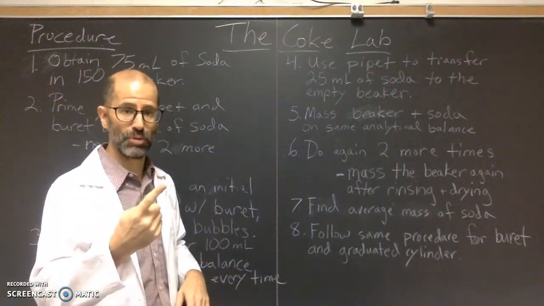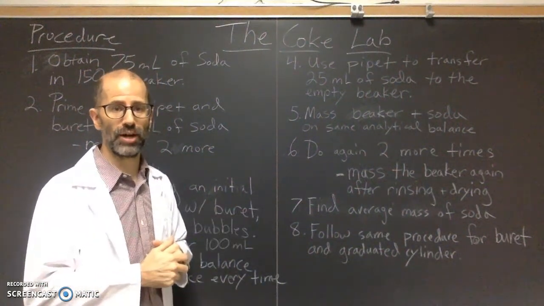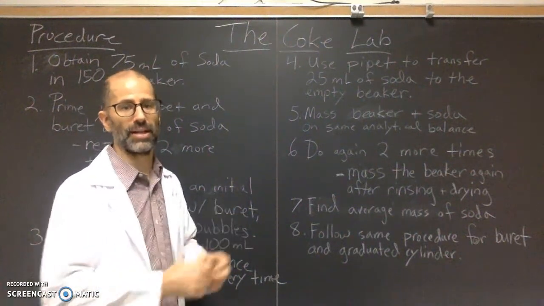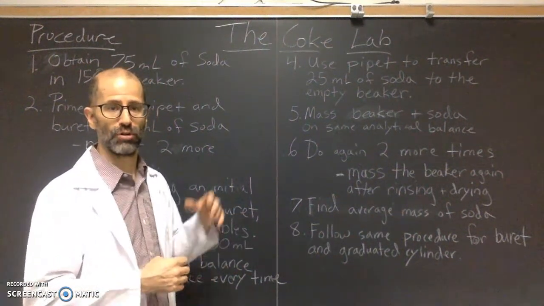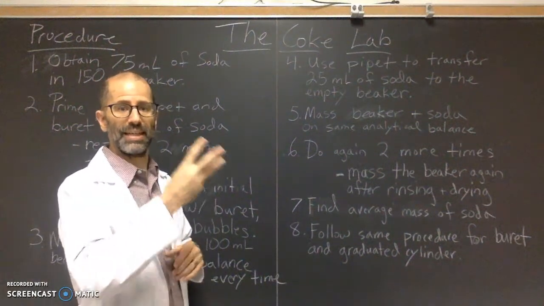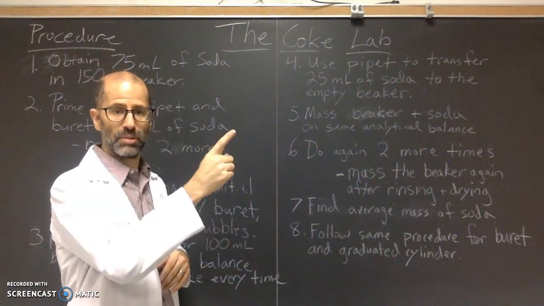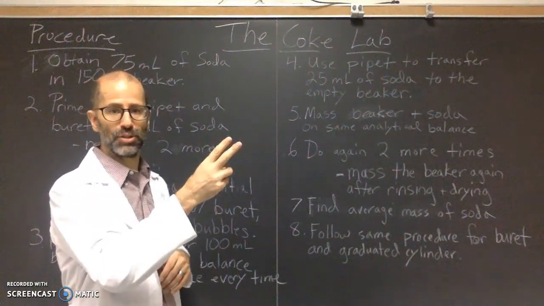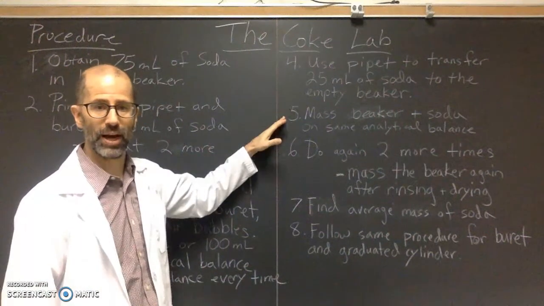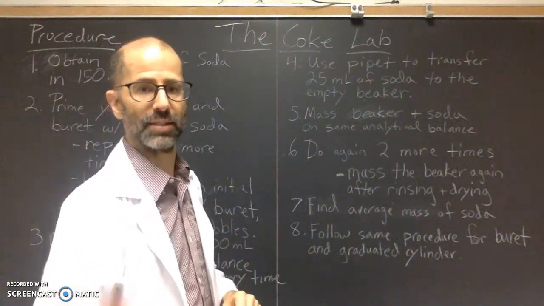Each time you use the burette, before you transfer 25 milliliters using the burette, you're going to rinse out and dry your beaker and then get the mass of the empty beaker. So when you do your burette, you're going to have 3 sets of data. Each set of data is going to have 2 numbers, 2 masses: empty beaker mass and beaker plus soda mass. Okay, and then when you're done with your burette, then you do it with your graduated cylinder.